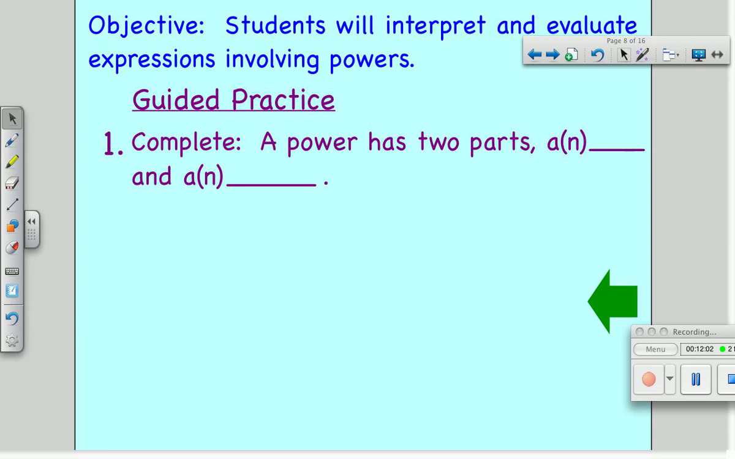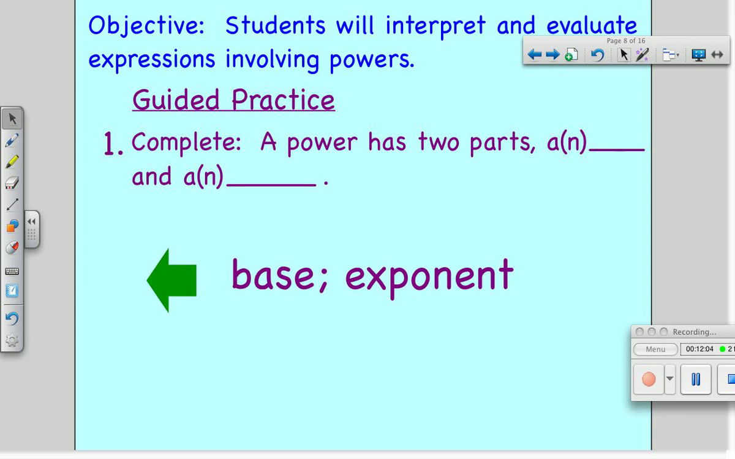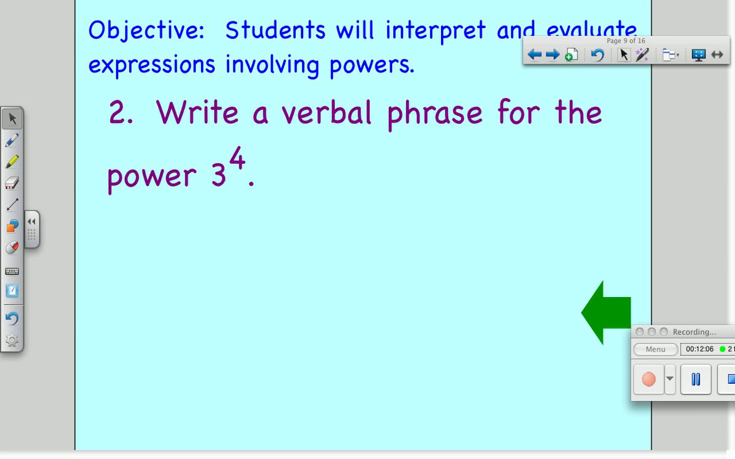Base and exponent. Right? Next, I want you to write a verbal phrase for the power. I'm not going to say it, because that is the verbal phrase that you would have to write. Then I'd be giving you the answer. So again, you can go back, rewind this video, and see if you can find the answer here. Verbal phrase for the power for this one.